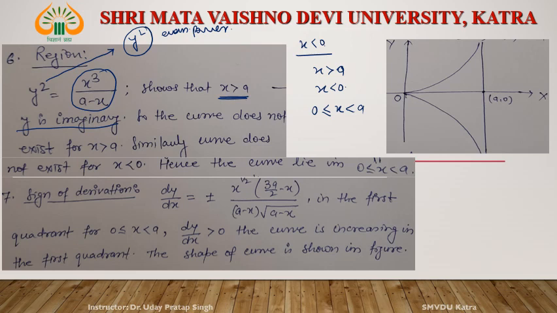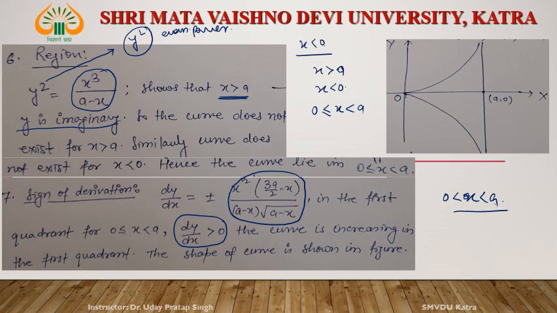What is the sign of the derivative? Evaluate dy by dx. This dy by dx is greater than 0 in this region: if x lies between 0 and a, then dy by dx is greater than 0. Then what is the shape of the curve?